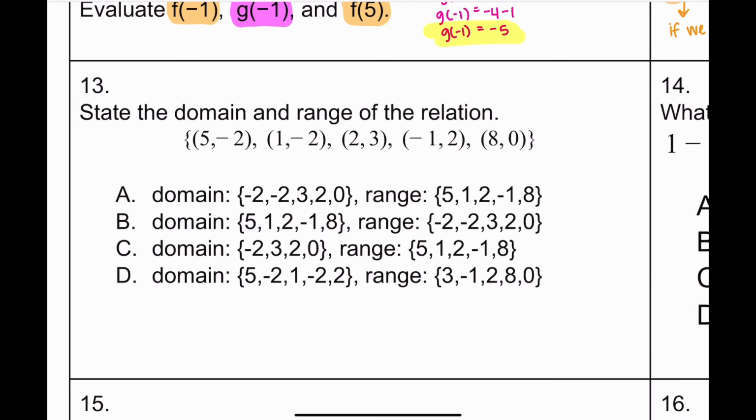Number 13 is domain and range. State the domain. Remember that the domain is always the x values. And the range is the set of y values. So the x values are 5, 1, 2, -1, and 8. That's because any point is always written as x, comma, y.